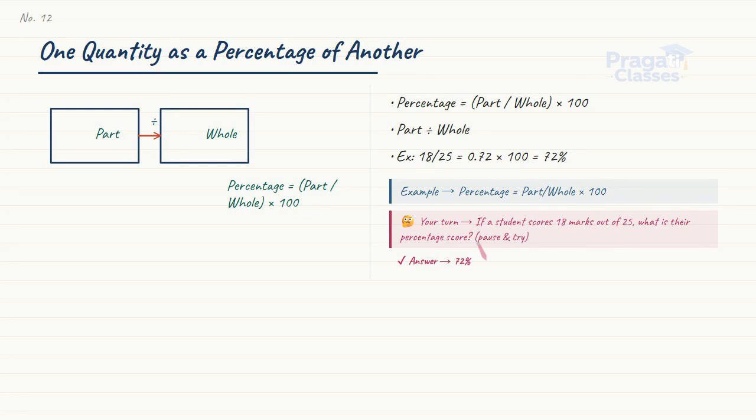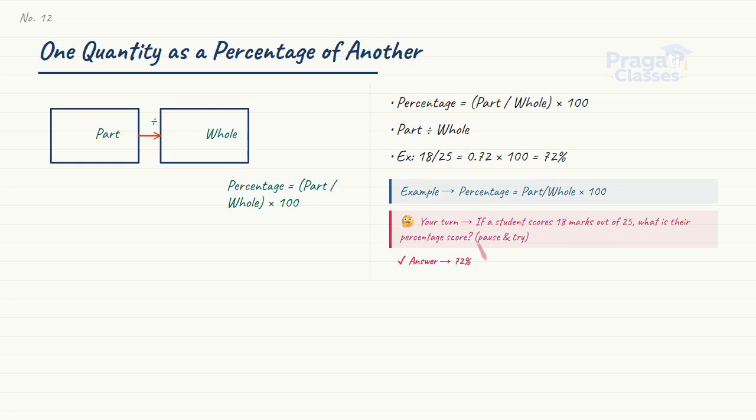Let's try one together. If a student scores 18 marks out of a possible 25, what's their percentage? The part is 18, the whole is 25. So we do 18 divided by 25, which is 0.72. Multiply by 100, and we get 72%. That's a solid score.